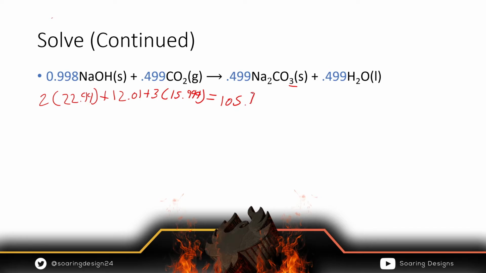105.987. And that is how much 1 molecule of this sodium carbonate will weigh. Now what we do from here is we take 1 over our 0.499 and multiply that by our weight, which is 105.987 over 1. These ones cancel each other out, and we put that into the calculator real quick.